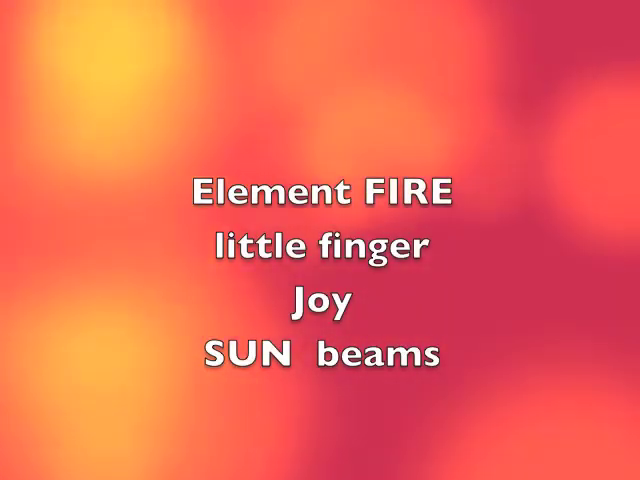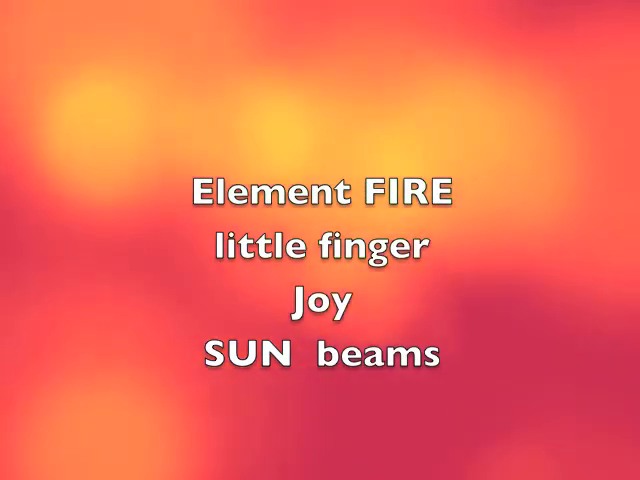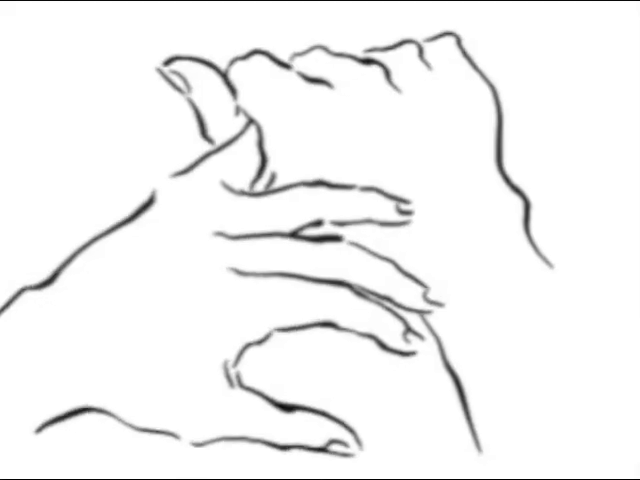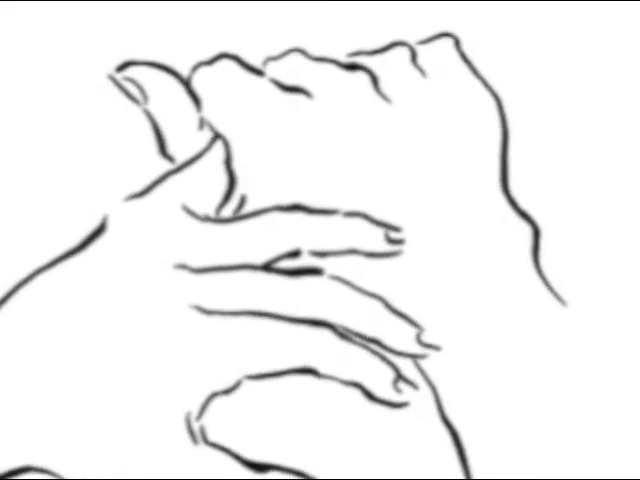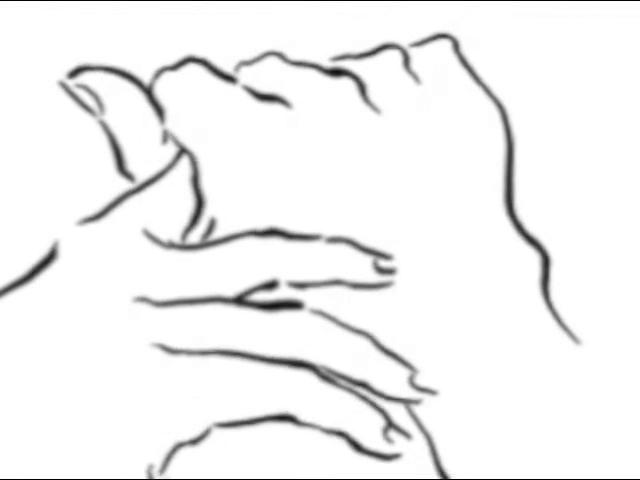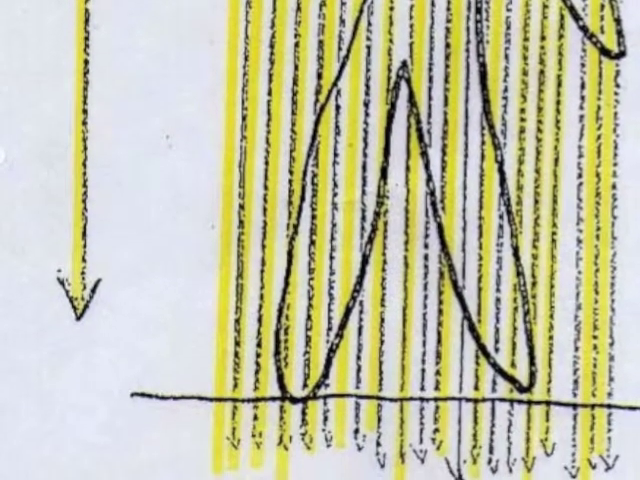For the element fire, the little finger, the right hand gets in touch with the universal joy. And brings this joy down to the little finger. And while you do it, bringing warmth and joy to your little finger, look at the picture in front of you and let now the sunbeams pass through your picture.